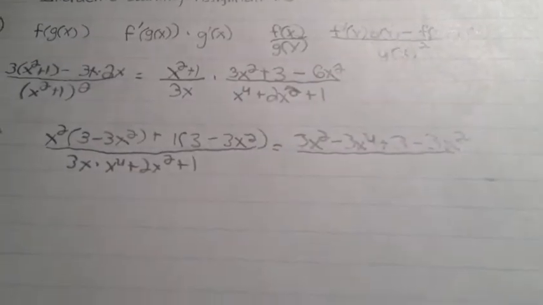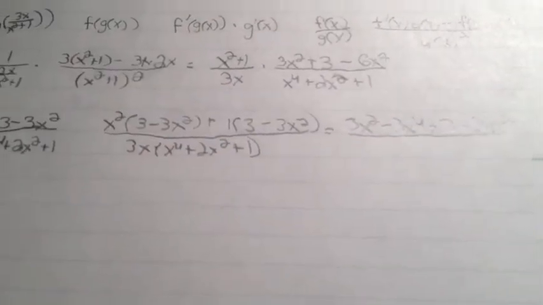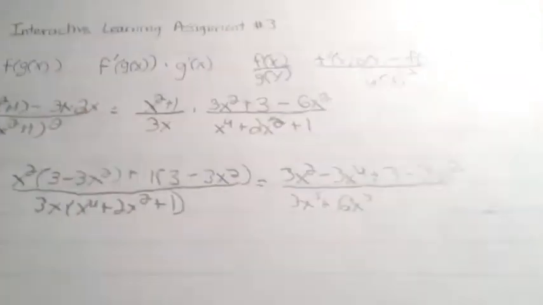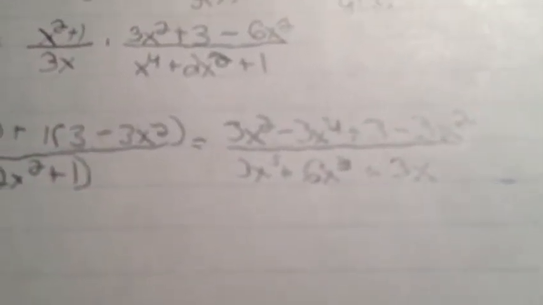over, this here is actually 3x is going to apply to the whole thing. So we have 3x to the 5th plus 6x cubed plus 3x. So this right here essentially is going to be the derivative of natural log of 3x over x squared plus 1.